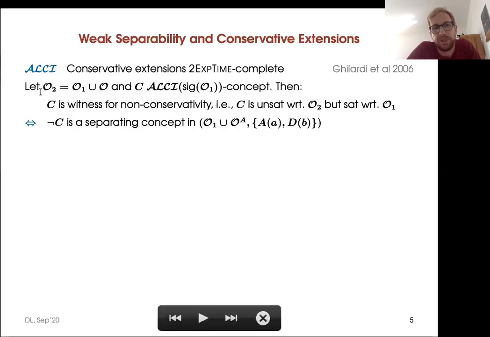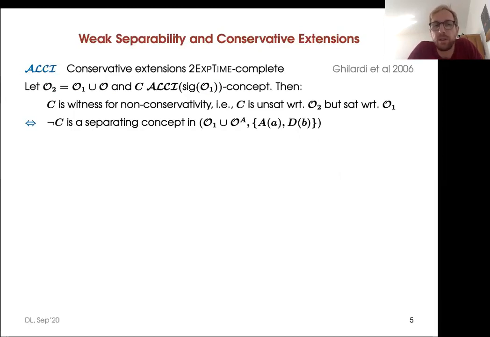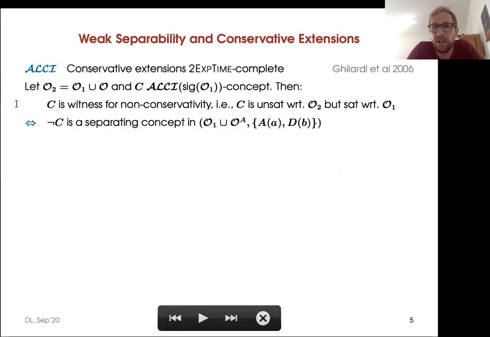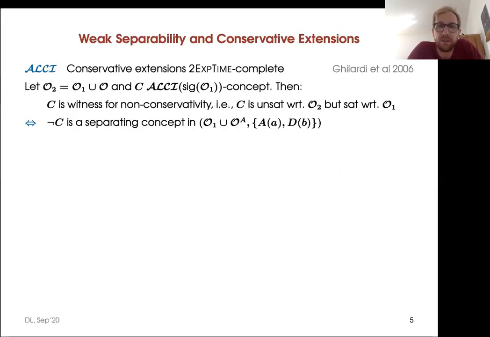So for conservative extensions, you have an ontology O2 that is an extension of O1. So you add some new axioms. And let's say we have a concept that is formulated in the signature of the first ontology, O1. Then two things are equivalent. So this concept is a witness for non-conservativity of O2 over O1. That means that the concept is unsatisfiable with respect to the second ontology, but it was satisfiable with respect to the first one.